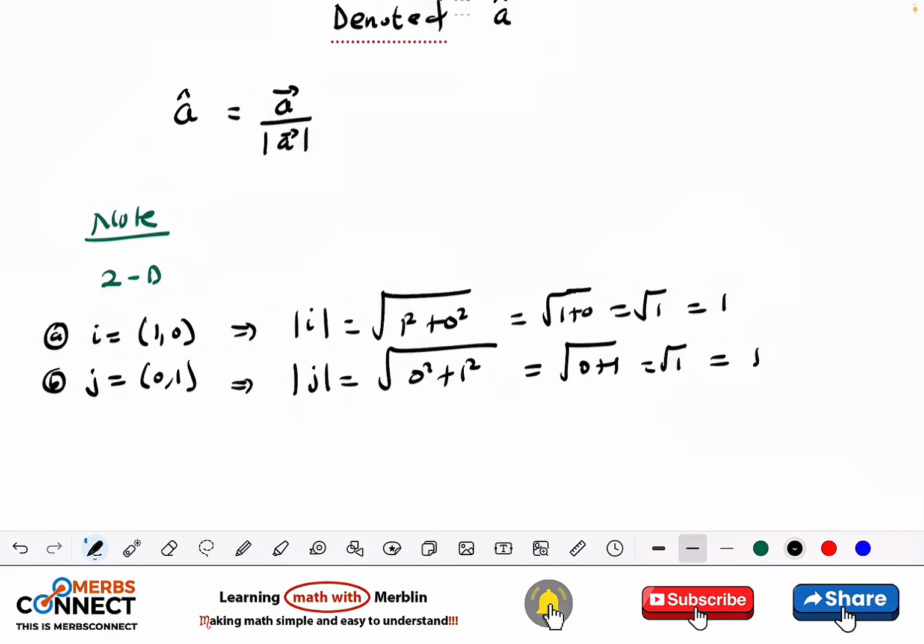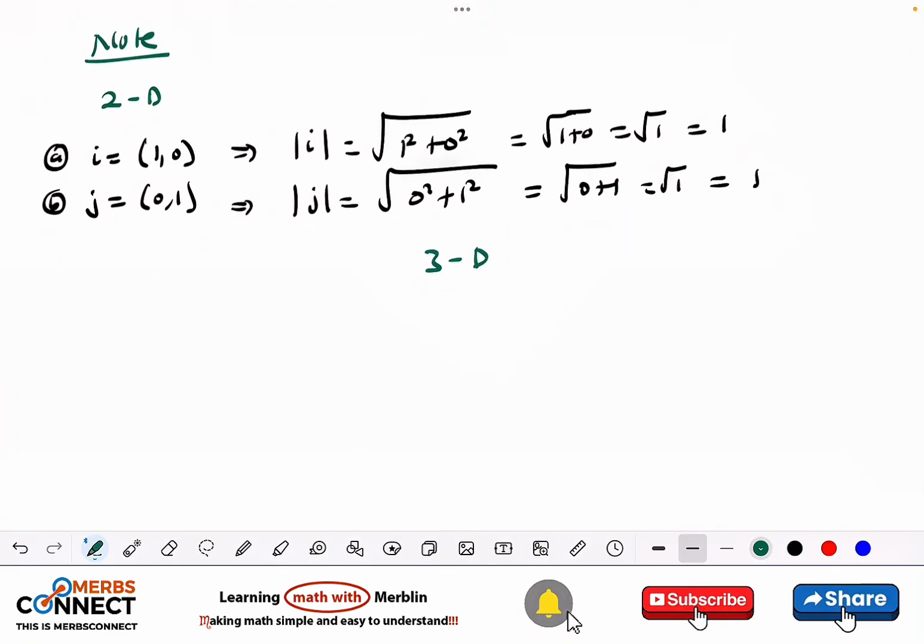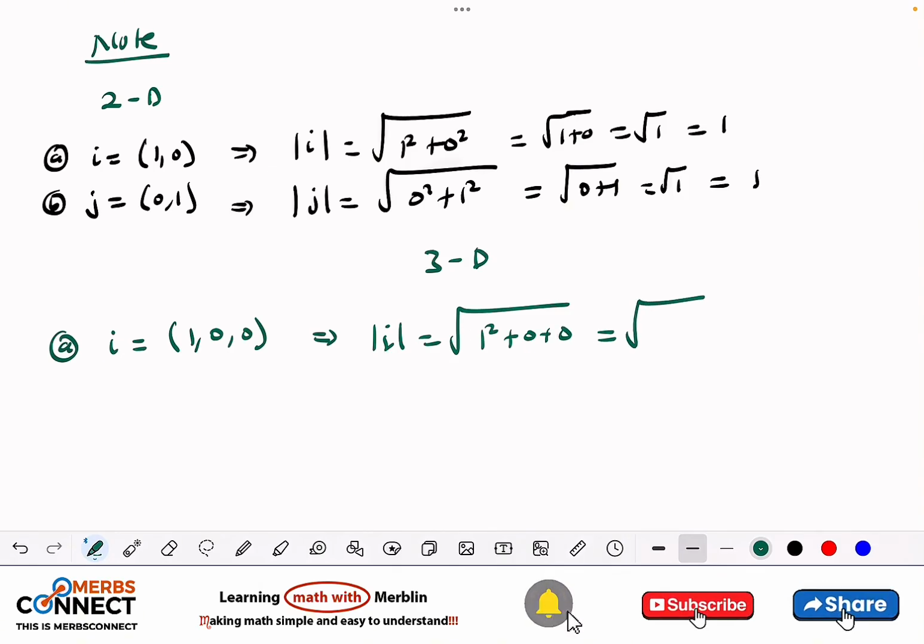Let's look at 3D, 3 dimension. With 3 dimension, we have I. Remember, with 3 dimension, we have x, y, z. So we are going to have 1, 0, 0. And what will be the magnitude? The magnitude of this is going to be 1 squared plus 0 plus 0, and this will be 1 plus 0 plus 0, and this one will be 1, which is equal to 1. Right. Let's look at the J one. So now you know the pattern, right?